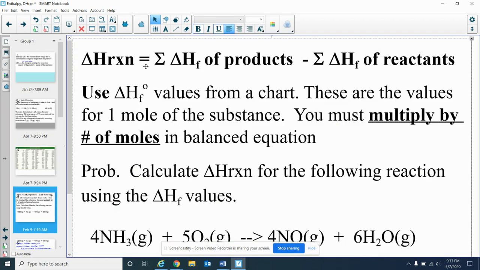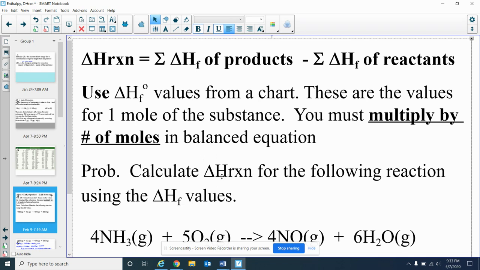Okay, so our equation then to calculate the heat for a reaction is the sum of, that's the capital sigma sign, it means sum of, the sum of the heats of formation of the products minus the sum of the heats of formation of the reactants. So we're going to just use the values from a chart. Again, these are values for 1 mole of the substance. So in a balanced equation, we have to multiply by the number of moles in the balanced equation.